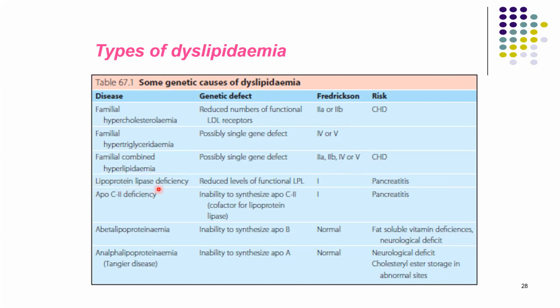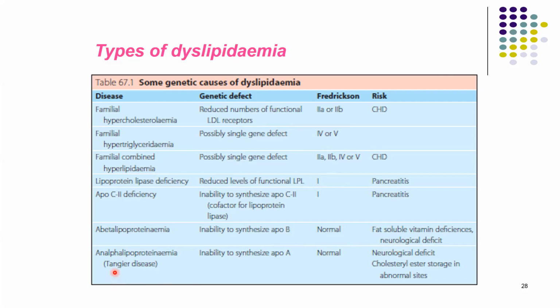And lipoprotein lipase deficiency. This is a deficiency of an enzyme. This is type 1, because you have less LPL, so you have a lot of chylomicron and a lot of triglyceride. And then you have abetalipoproteinemia, an inability to synthesize ApoB, with fat soluble vitamin deficiency and neurological deficit.